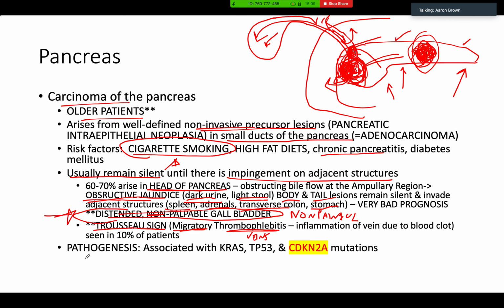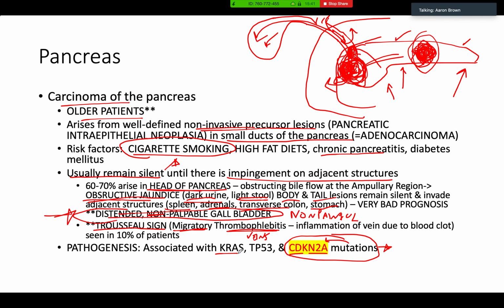In terms of the mutations that lead to pancreatic cancer, this is the most important one I'd like you to know: CDKN2A. CDK is one of those cell cycle regulators. So you have a mutation here that causes the cell cycle to start cycling out of control. We lose the brakes on the cell cycle, and that's the role of CDK. This mutation is highly associated with pancreatic cancer. So please, please, please memorize this one.